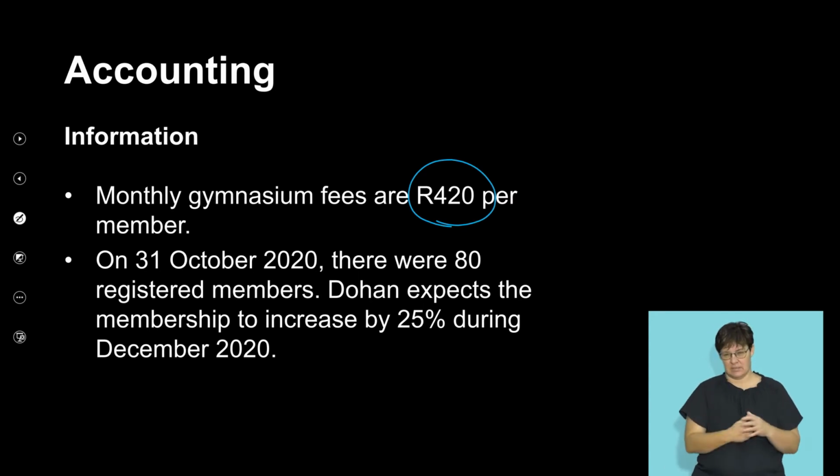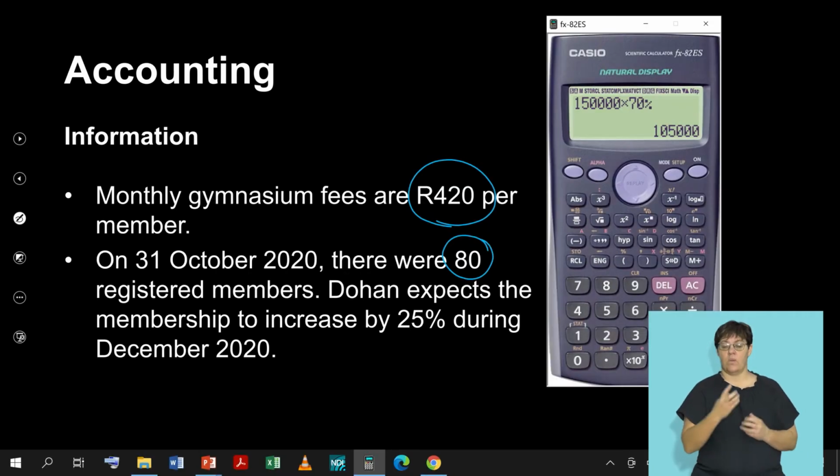Okay, so very simple. What we're going to do here is we'll take the 80 members, right? And we expect it to increase by 25%. So first things first, we say 80 times our 25%, which will give you 20 members. So obviously, you're expecting to increase to 100. It's your 80 plus your 20. So it's 100 members, and they are expected to pay 420.